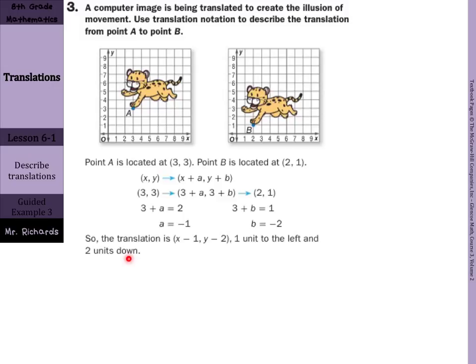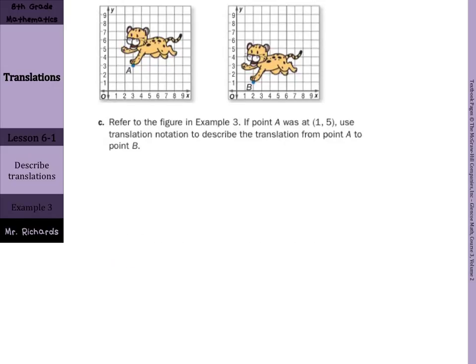Let's try one of these on our own. So now we will refer to the figure in example 3. If point A was at 1, 5, use translation notation to describe the translation from A to B. Well, so our A is not going to be here anymore. It's going to be at 1, 5. So we can draw that in on the graph just to show this. And now our point A is located at 1, 5. And we need to somehow get this to our point B, which is at 2, 1 still.